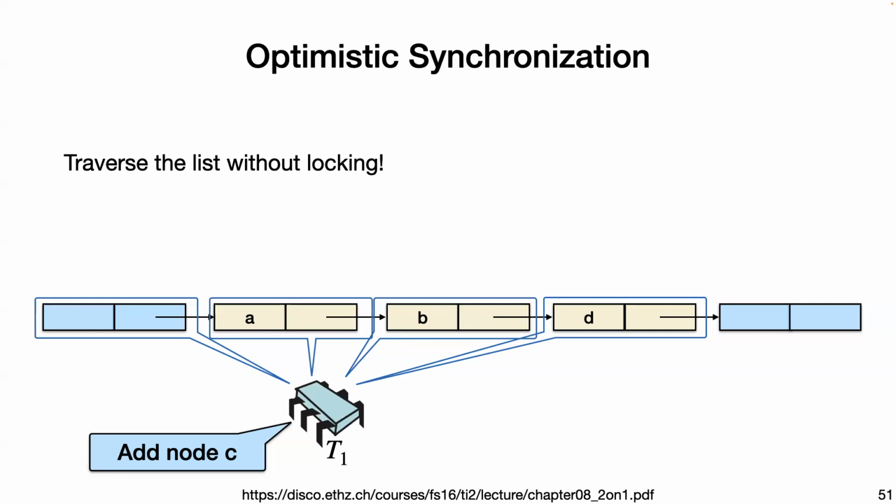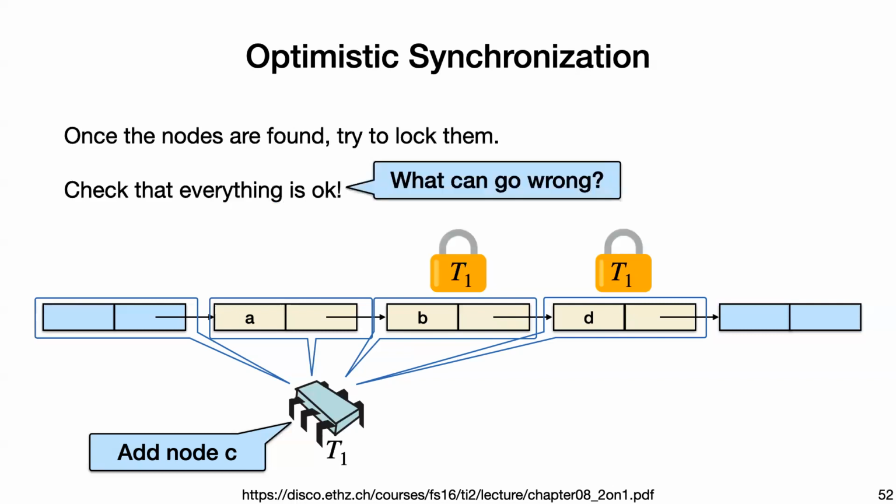So in this example, we want to add this node C. With optimistic synchronization, you just traverse forward through the list and you stop when you get here. We're trying to add C, so we have to grab B and D because C is going to go in between them. And then we check. So you grab just the two locks, not like hand over hand where you grab them all along the way. You just stop and grab the two locks, and then you have to do some checking to make sure that things are okay. And things may not necessarily be okay.